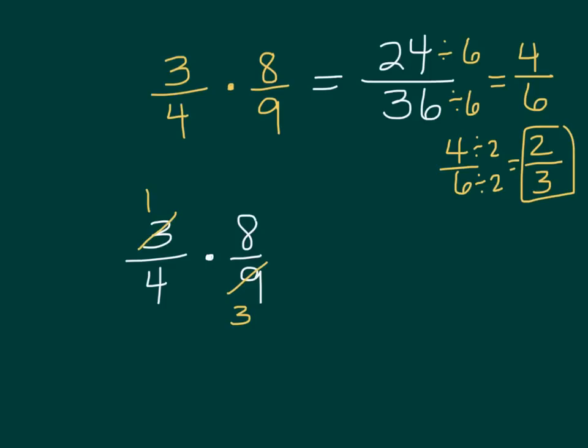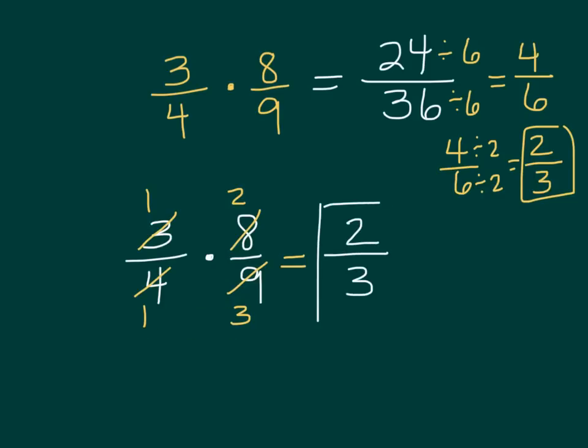Now I'm going to look at the 4 and the 8. Those are diagonals too. 4 and 8, 4 goes into both of them. So 4 divided by 4 is 1. 8 divided by 4 is 2. Now I've simplified it, so I can go straight across. What's 1 times 2? That is 2. And then 1 times 3 is 3.